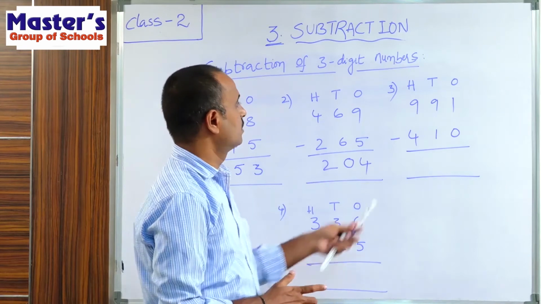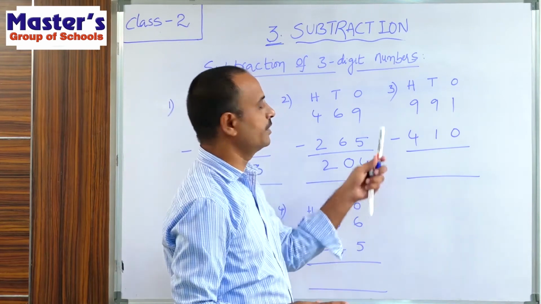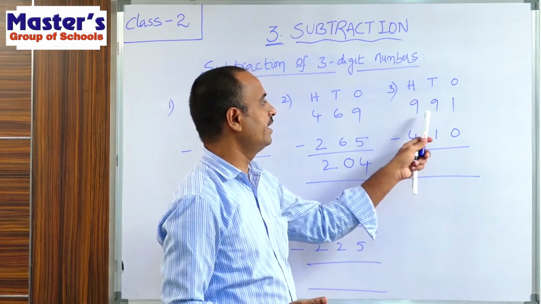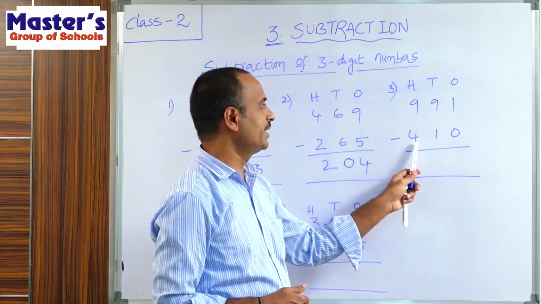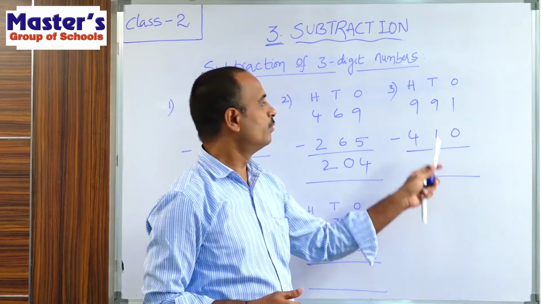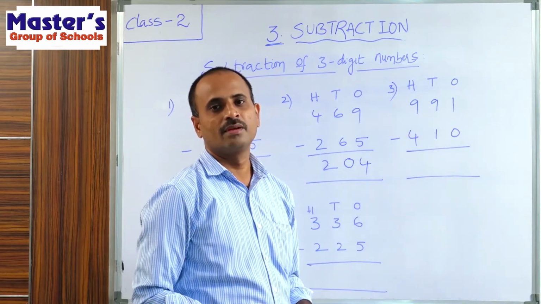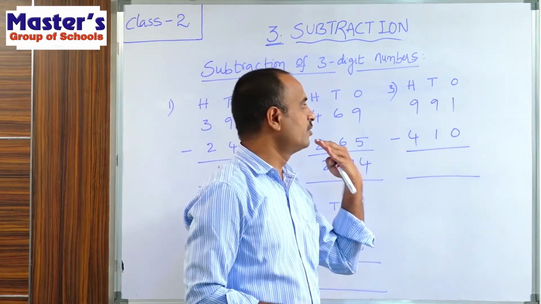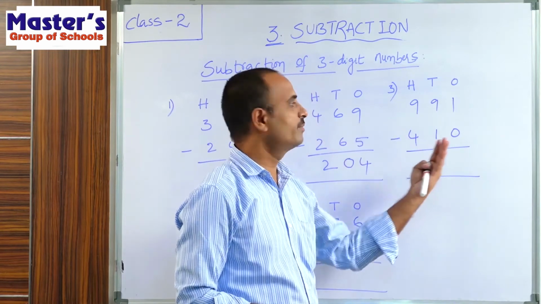So now go to the third problem. So this is the third subtraction. So here also 2 numbers are given. That is 991 and the second number is 410. Both are 3-digit numbers. So let us start subtraction from ones place. So we have to start always subtraction or addition from the ones place.